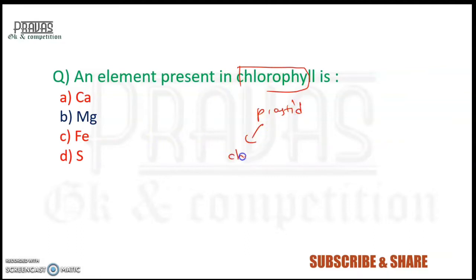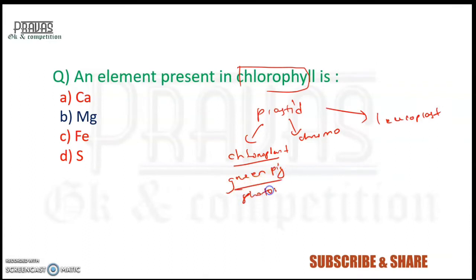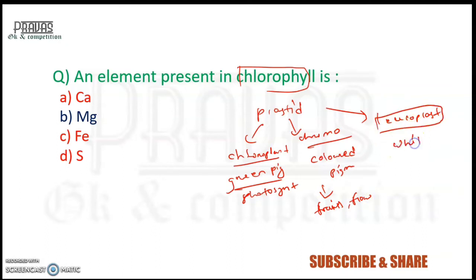Plastids are mainly of three types: chloroplast, chromoplast, and leucoplast. Chloroplasts are green pigments responsible for photosynthesis. Chromoplasts are colored pigments. They are responsible for the coloring of fruits, flowers, etc. And leucoplasts are white pigments, mainly present in the roots of a plant, and they perform absorption of water.